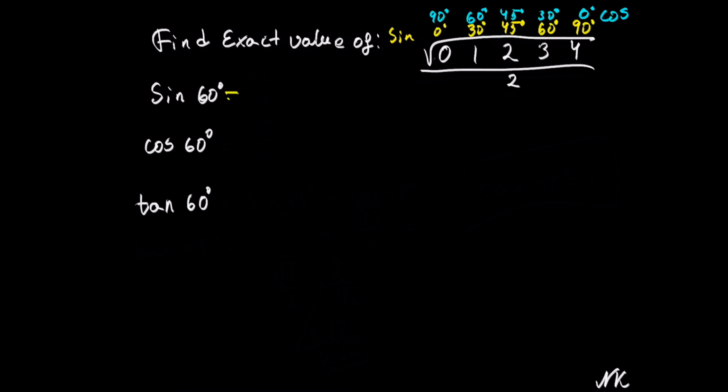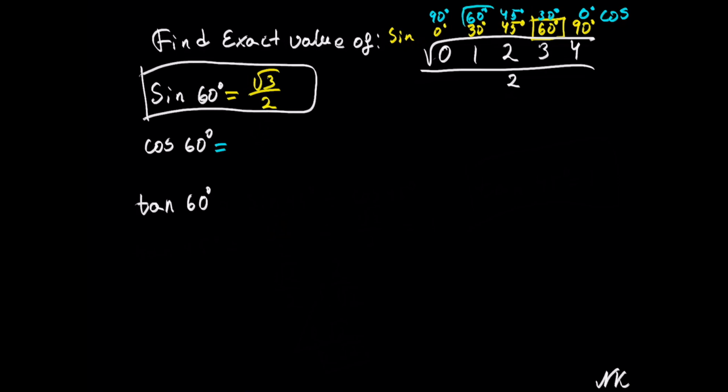So let's look for sine of 60 degrees. Sine of 60 degrees, the reference is on top of 3. So the sine of 60 degrees will be radical 3 out of 2. Let's do cosine of 60 degrees. Reference for cosine of 60 degrees is on top of 1. So cosine of 60 degrees is square root of 1 out of 2. And this will simplify into cosine of 60 degrees being equal to 1/2.